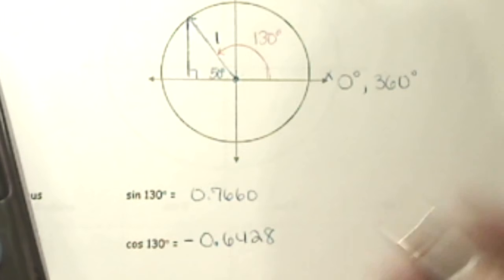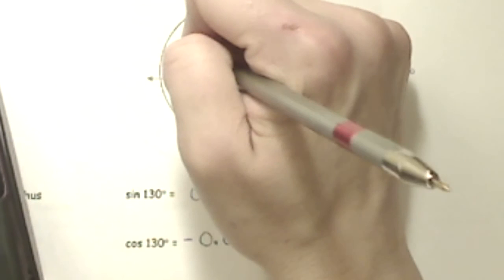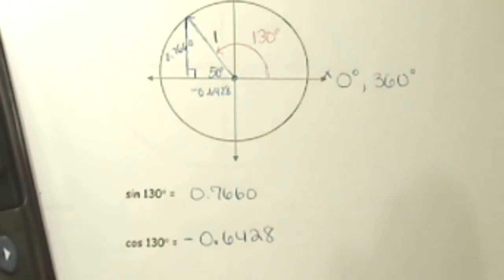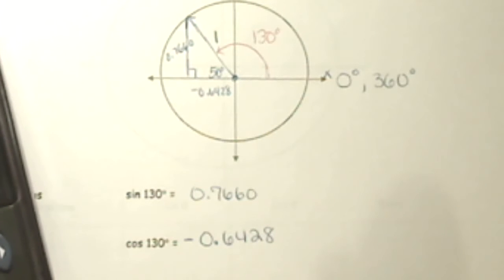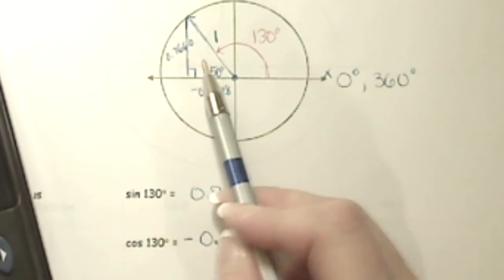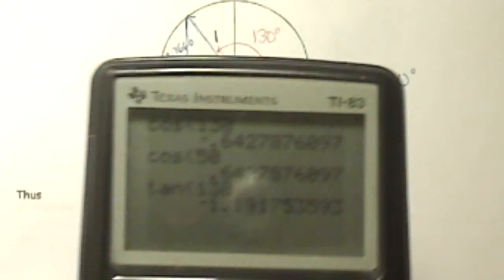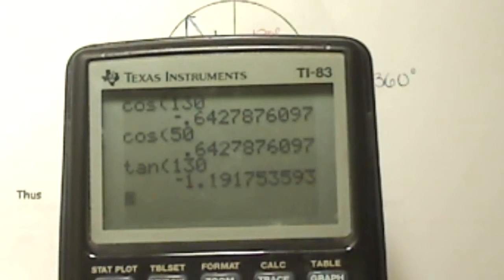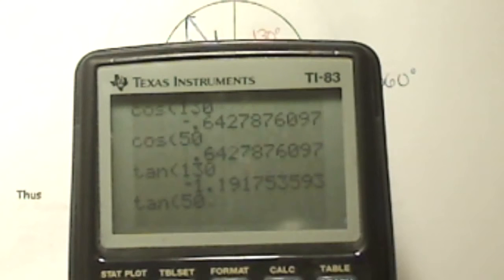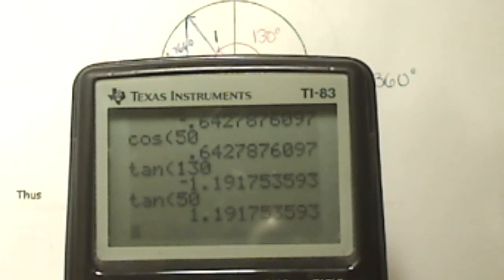So for that, it's negative 0.6428. So negative 0.6428, positive 0.7660, and then of course the tangent we can already predict will be negative because we're doing a positive divided by a negative. We're in quadrant 2. Tangent of 130 is the same as the tangent of 50, only one is negative and one is positive. So for 130, it's negative 1.1918.